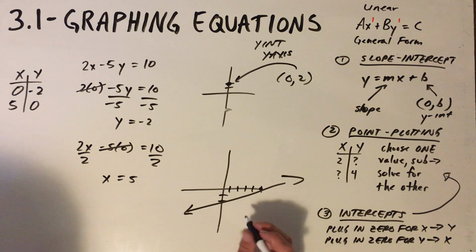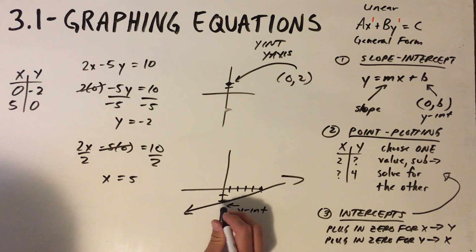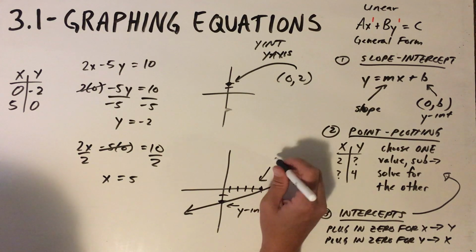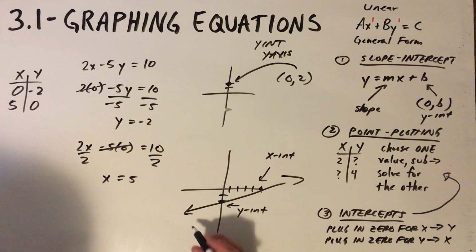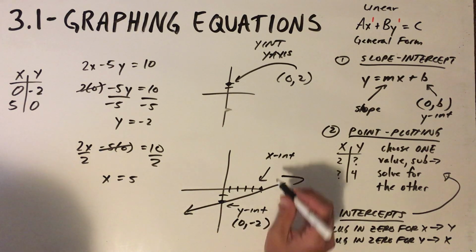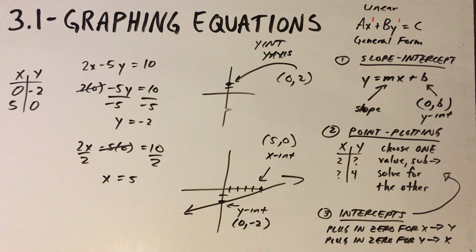So I can graph using these intercepts. Again, this is my y-intercept, because this is where this line crosses the y-axis. And this is my x-intercept, because this is where the line crosses the x-axis. Note again that for the point 0, -2, when x is 0, we're on the y-axis, and when y is 0, we're on the x-axis. Okay, so that is using our intercepts.